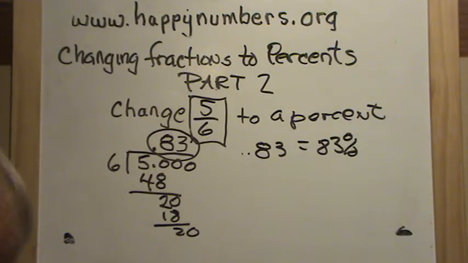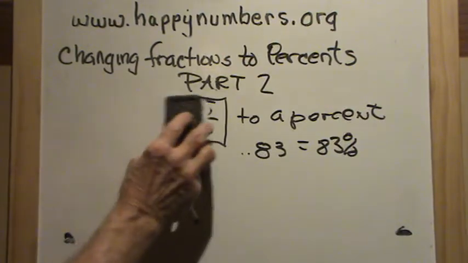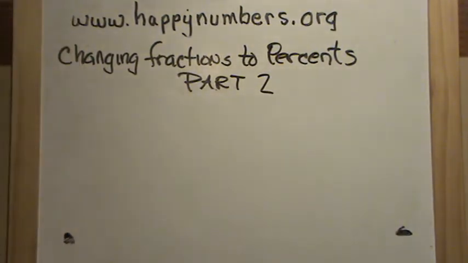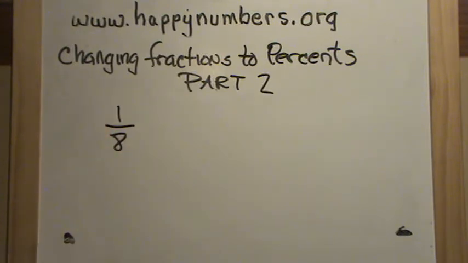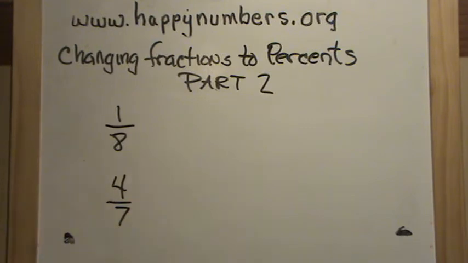Excellent. Well, I'll put up a couple of problems for you to work, and you can put the video on pause and work the problems, and then turn the video back on, and then we'll work them together. How about if we try 1/8 and 4/7? Let's try 1/8 and 4/7. Okay, so put your video or DVD on pause. Work the problems and then turn it back on again, and we'll take a look at them.